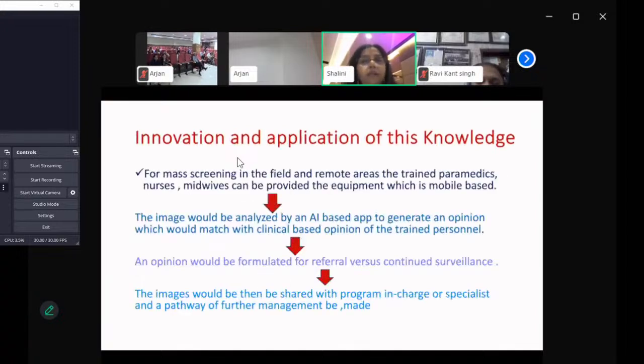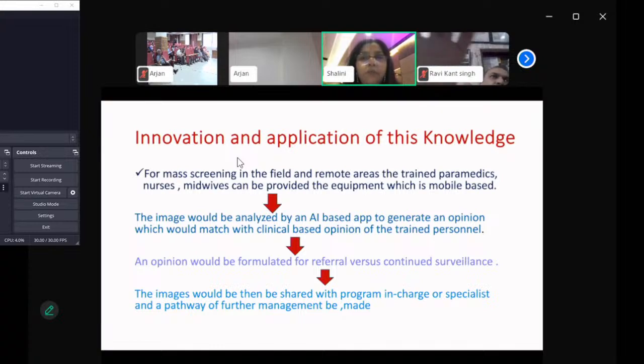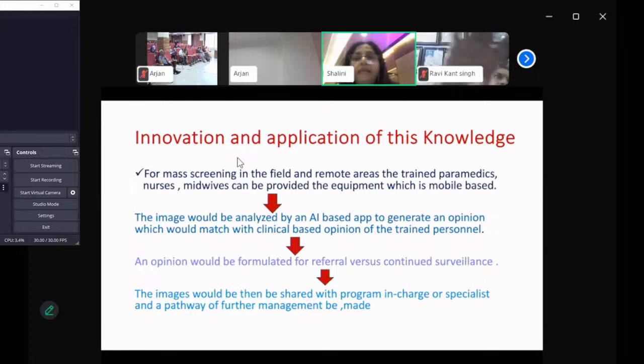So the innovation and application of this knowledge is that we can use this for mass screening in the field, especially in remote areas, where trained paramedics like nurses and midwives can be trained, and some mobile imaging system can be formed so that we take the images, and these are analyzed.